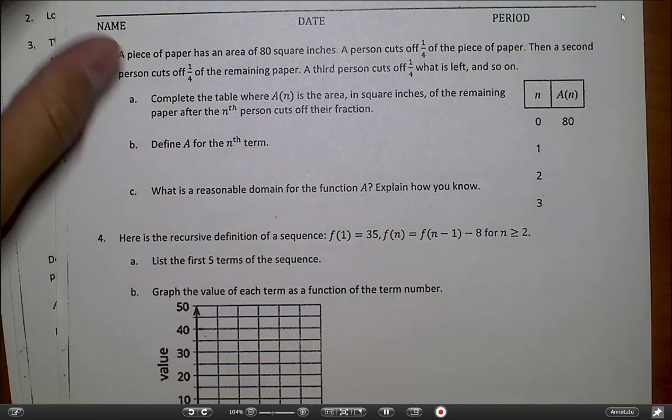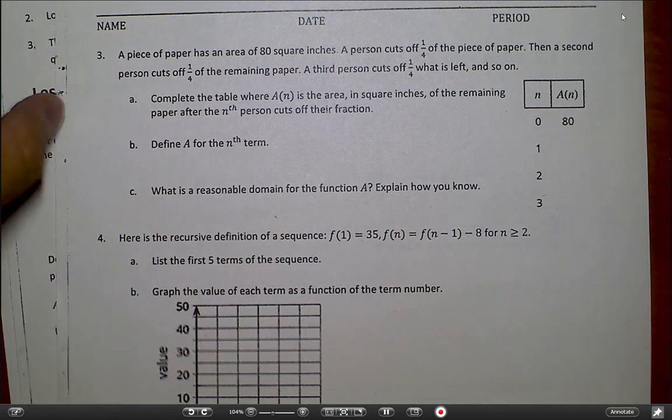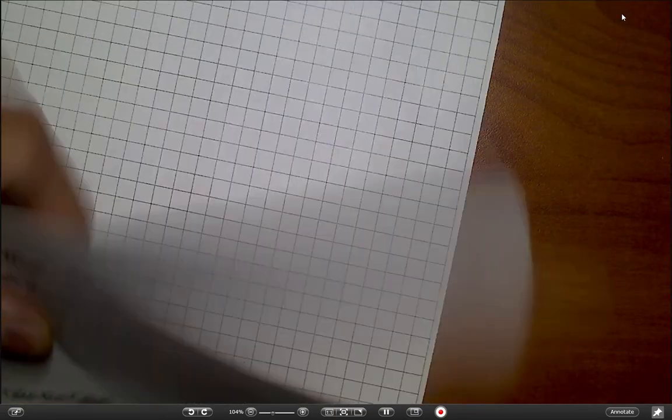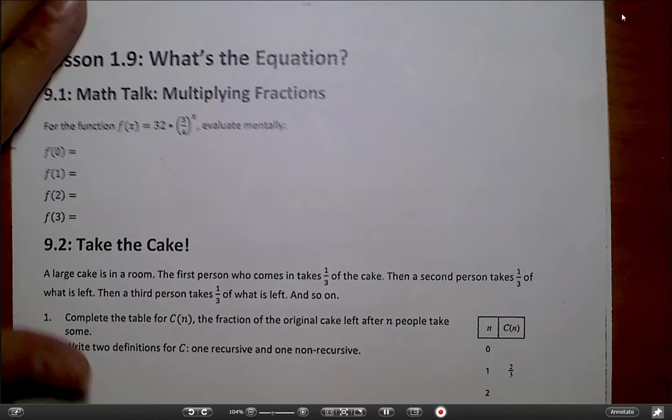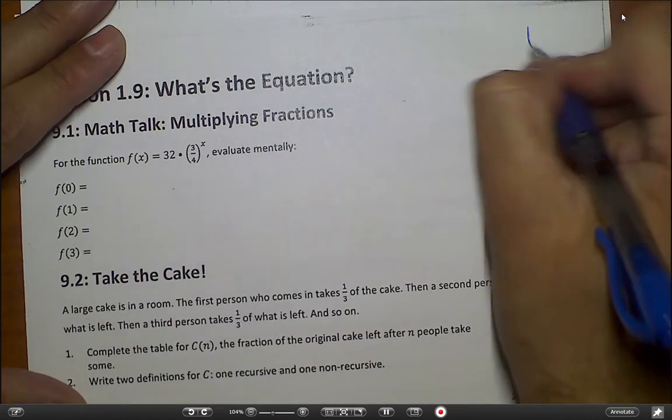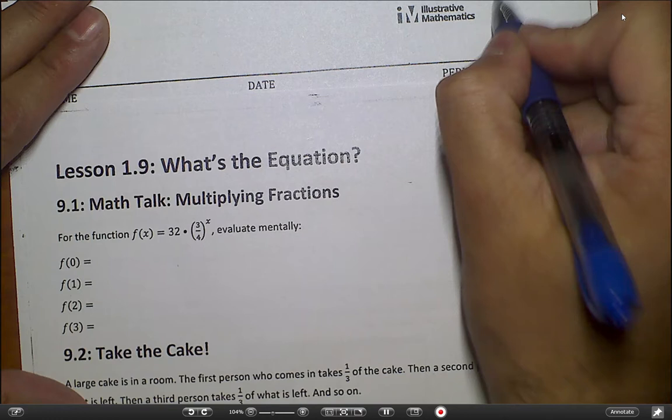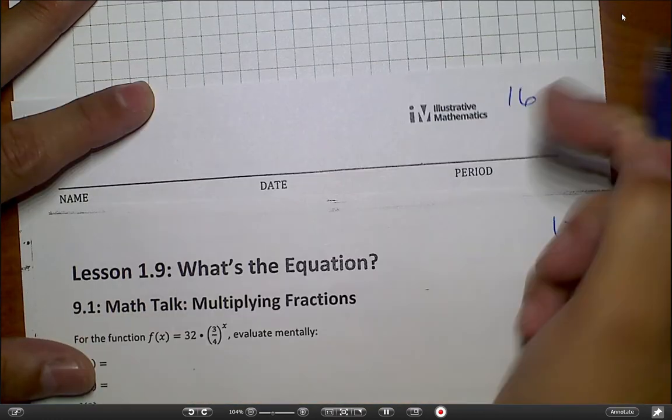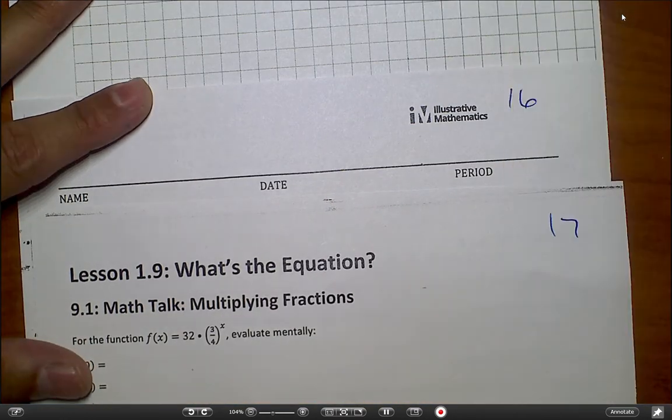All right, class. So today, this is 5th hour, right? Okay, 5th hour, this is Algebra 3. We are going through the pages in our interactive notebook. This is going to be page 17 here. This one's going to be 16. And the graph paper is also going to be on page 16.